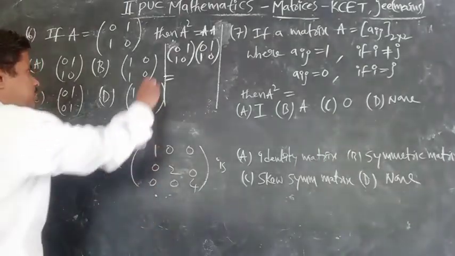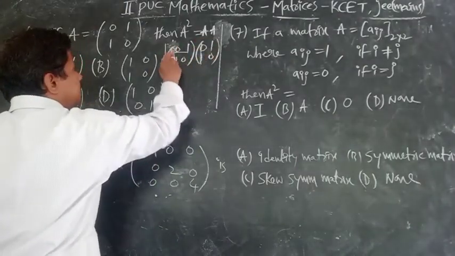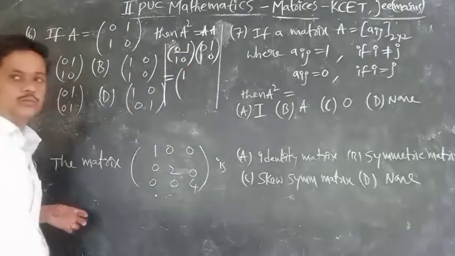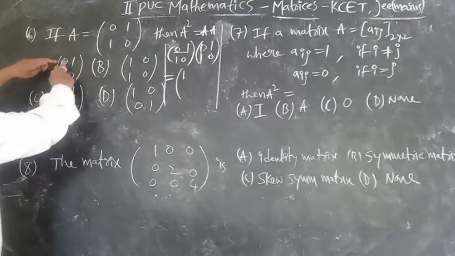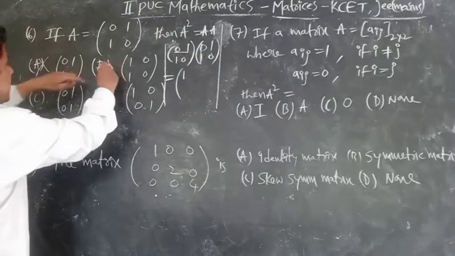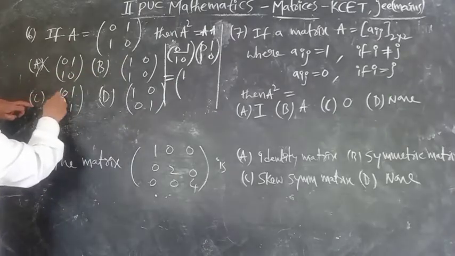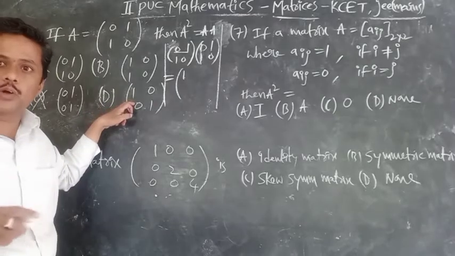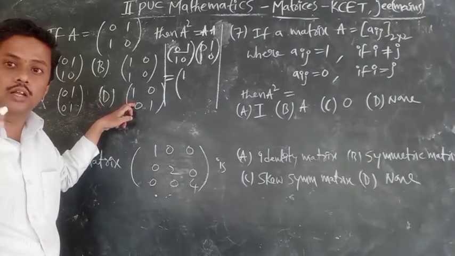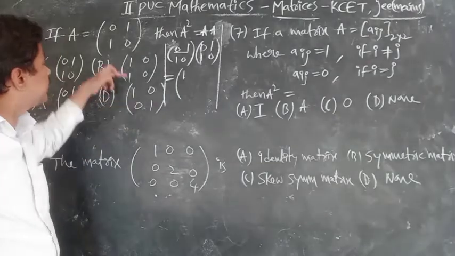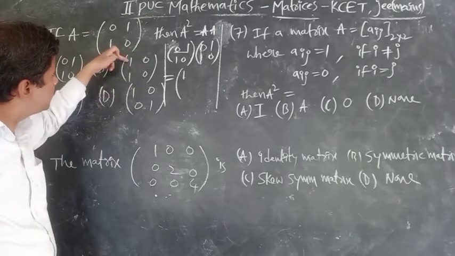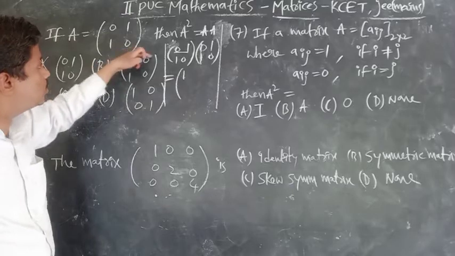Multiply what? First row, first column. 0 into 0, 0. 1 into 1, 1. So first element 1 is clear. First element 1 is okay. First element 0 is there. So here the row is our right option. Don't do all. Okay. Next row. 1 0 1 0. You are 1 0. So 1 0 same here. So don't do the second element here.